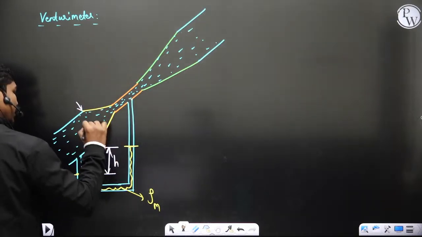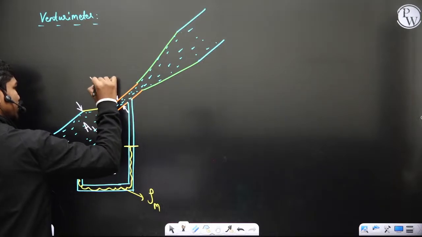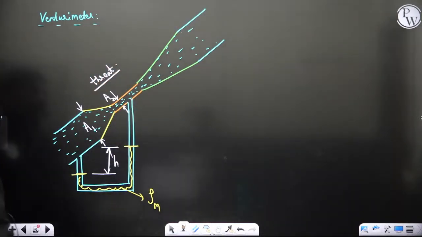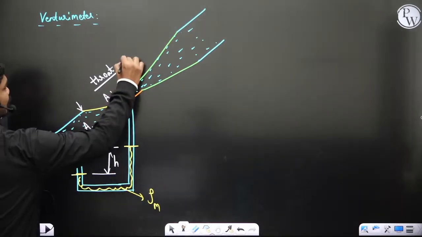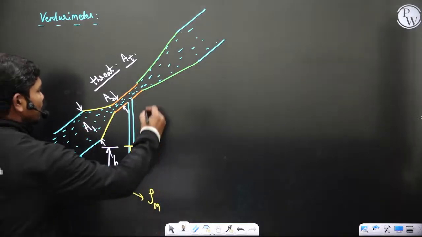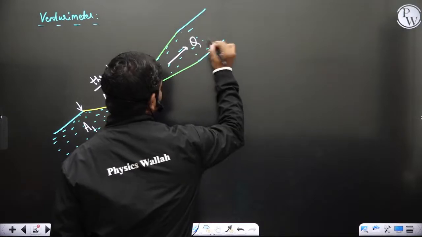So this is A1 for example, and this area here is A2, which is the throat. Okay, so this is called the throat, so we call this A2 as AT sometimes. And we can calculate the amount of flow which takes place through this Venturi meter by using continuity and also momentum balance.